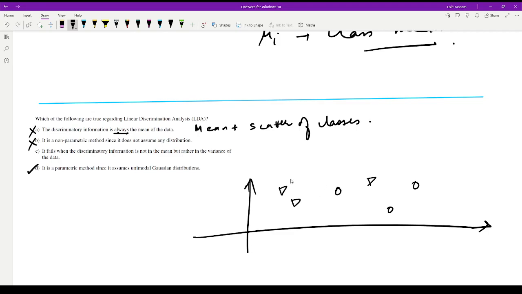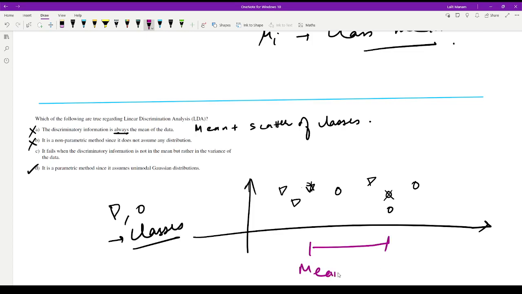What is this? Again, two classes. This and these are classes. And what is the mean of this class? Somewhere here, right? And what is the mean of this other class? It is somewhere here, beside the triangle. So what can you say about this? The mean is well separated, right? Yes, sir. Mean is separated.